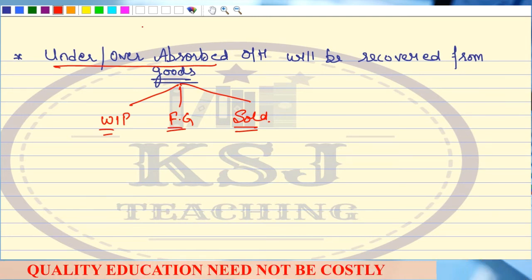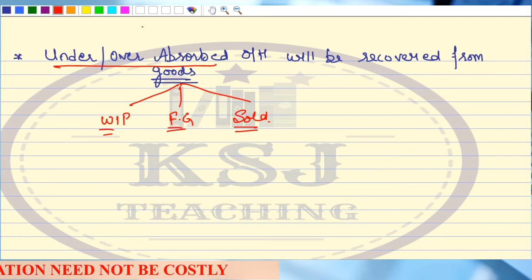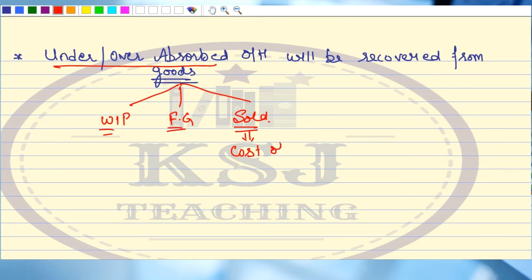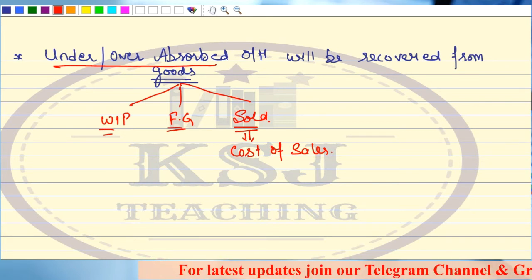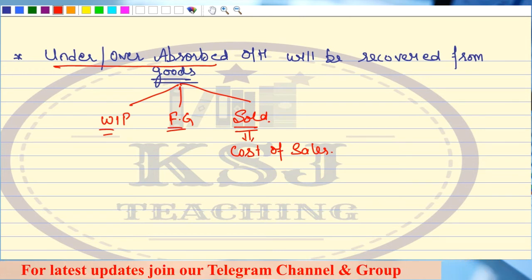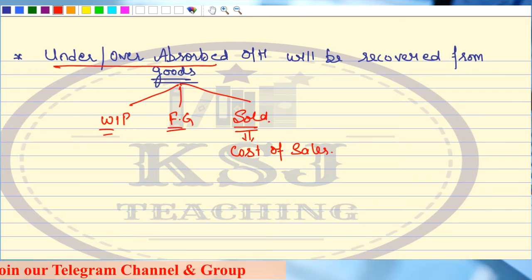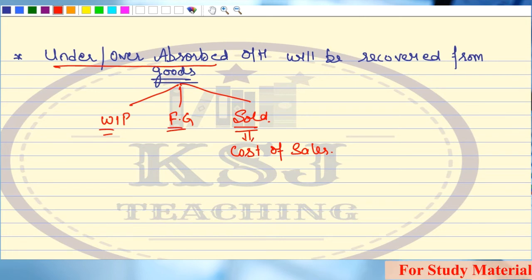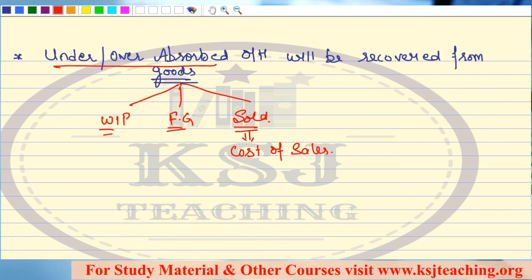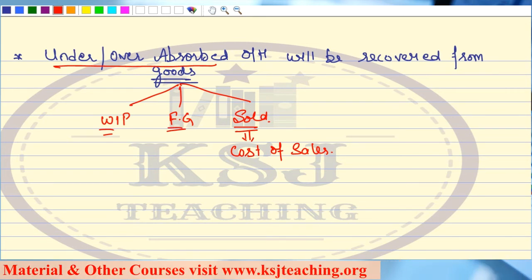So you will ask me, sir, how can we take it on the units sold? Here, we'll give effect to the cost of sales. We will increase the cost of sales in our books. That is going to impact our profits. We are not going to go to the customer to whom we sold the goods and ask for the money because we under-recovered the overheads. No. We are going to give the effect to the cost of sales in our cost accounting books. We are going to increase or decrease that cost depending upon under or over absorption.